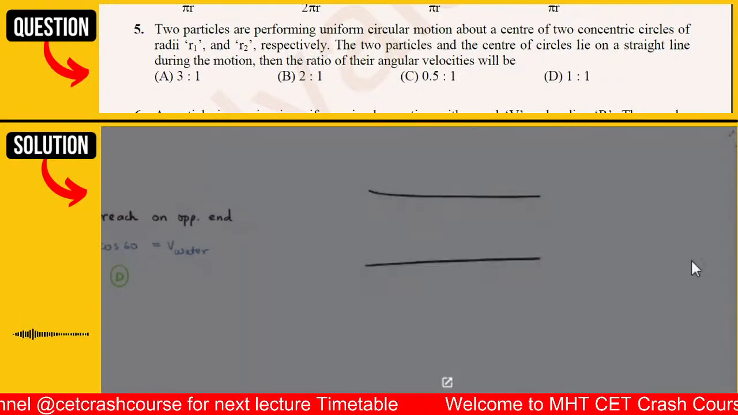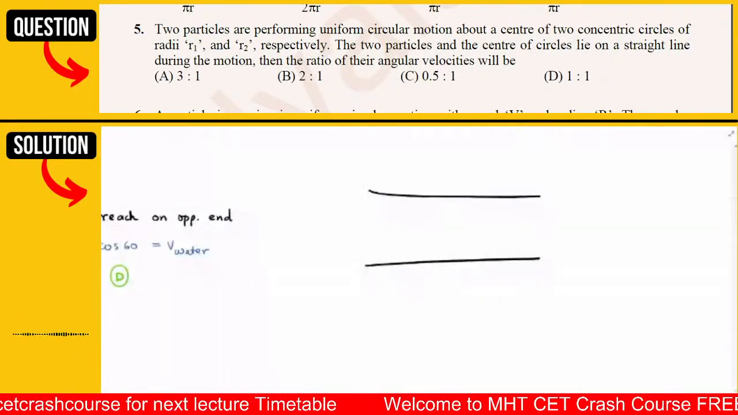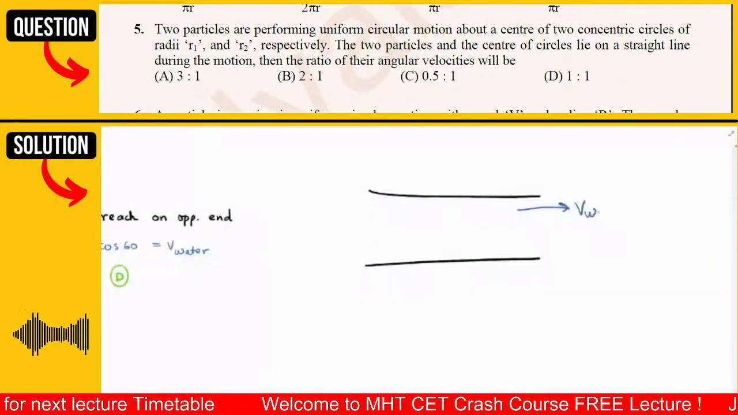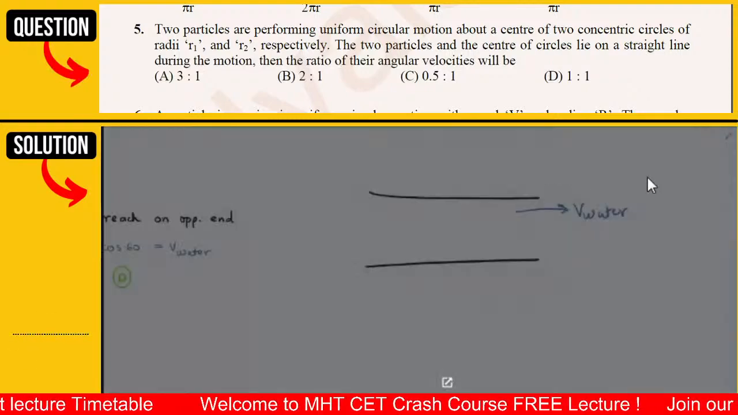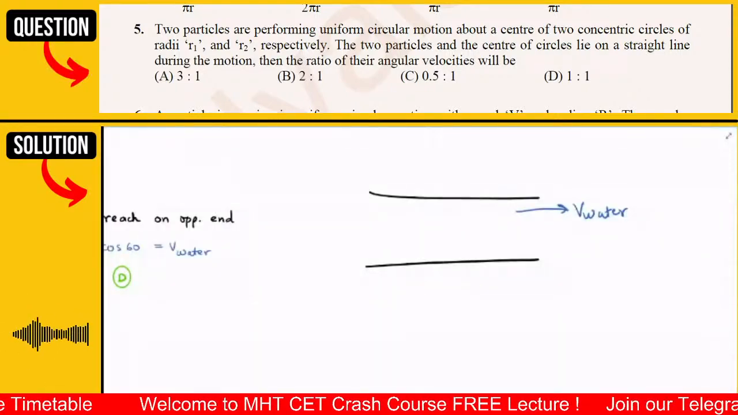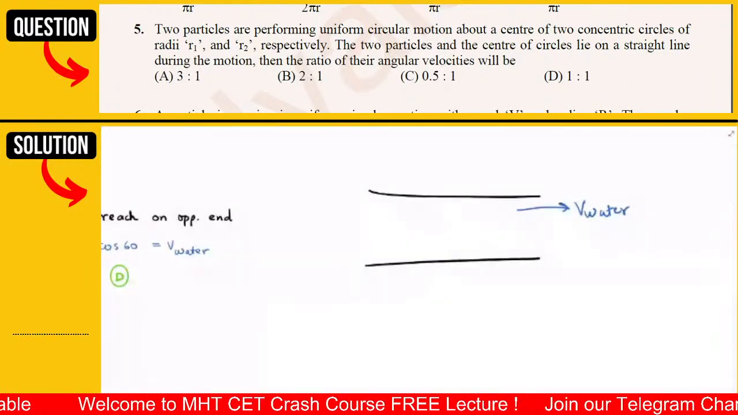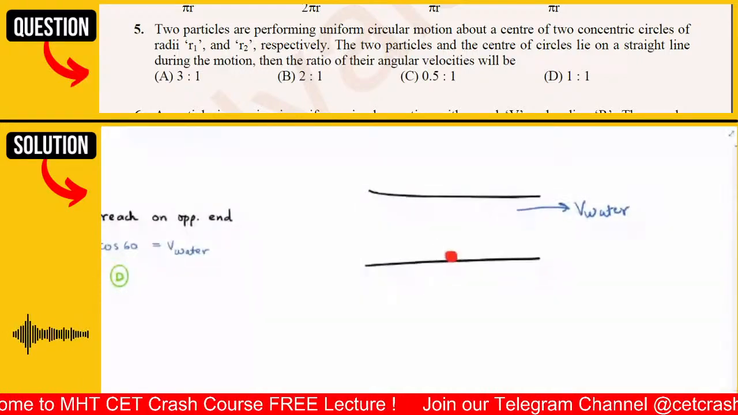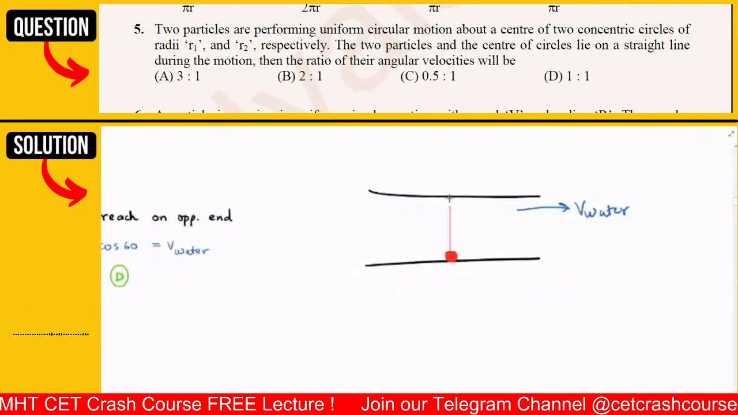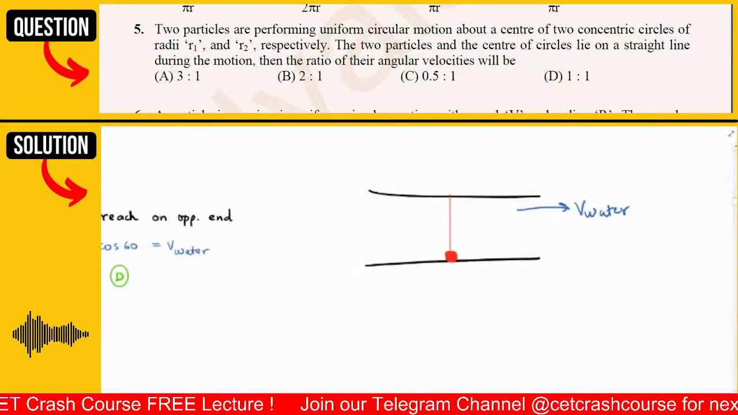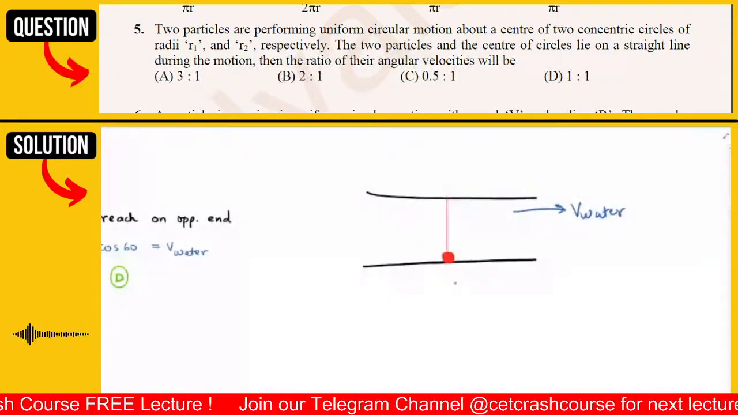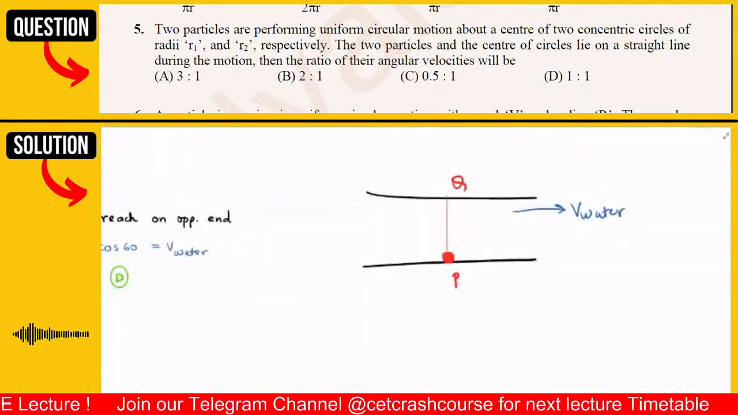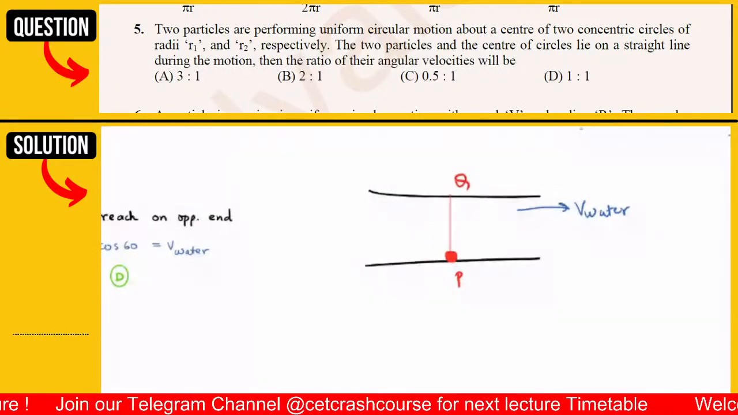See, this is your river bank. We are going to assume that water is going to flow in this direction from left to right. There is this person, okay? And students, this person wants to reach exactly on the opposite side. That means the person wants to reach from P to Q.